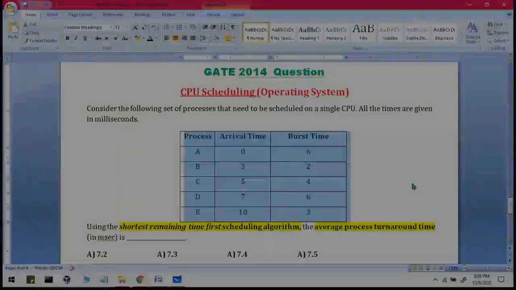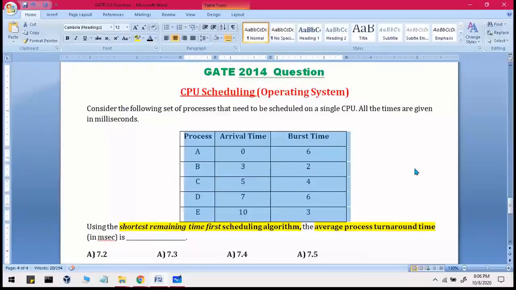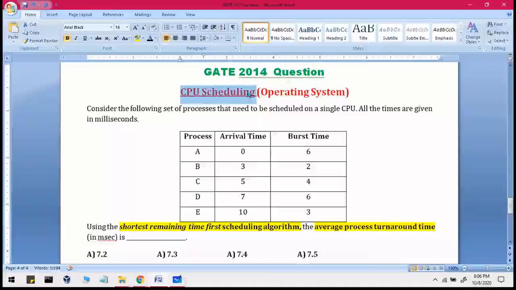Hello everyone. In this lecture, we will be solving a GATE question which was asked in 2014, and the topic is CPU scheduling, which comes under operating system. The question here is we are given 5 processes A, B, C, D, E, and along with these processes, their arrival time as well as burst time is being given. Arrival time is the time when the process has arrived into the system, and burst time is the total time taken by the process to complete its execution.